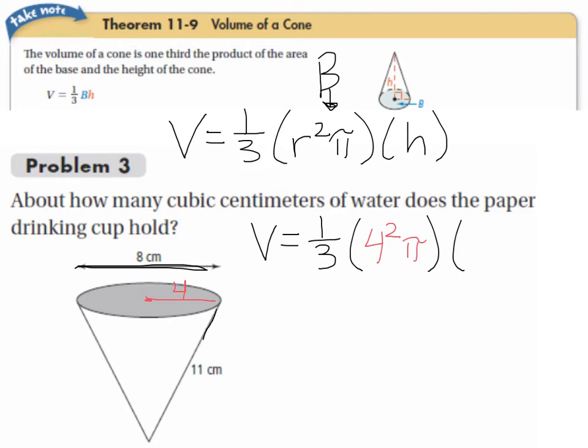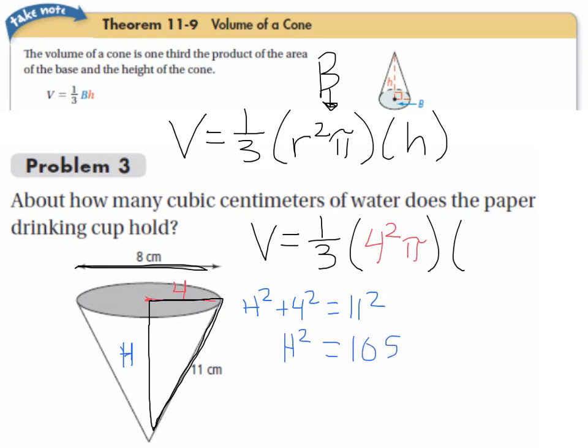Now this is my slant height, if you remember correctly. So now I have to use my a squared plus b squared to figure out what my height is going to be. So h squared plus 4 squared is equal to 11 squared. And you get that h squared is equal to 105. So you have to take the square root of both sides to get h by itself. h is going to be equal to 10.2. So I'd plug that in for my height, 10.2.